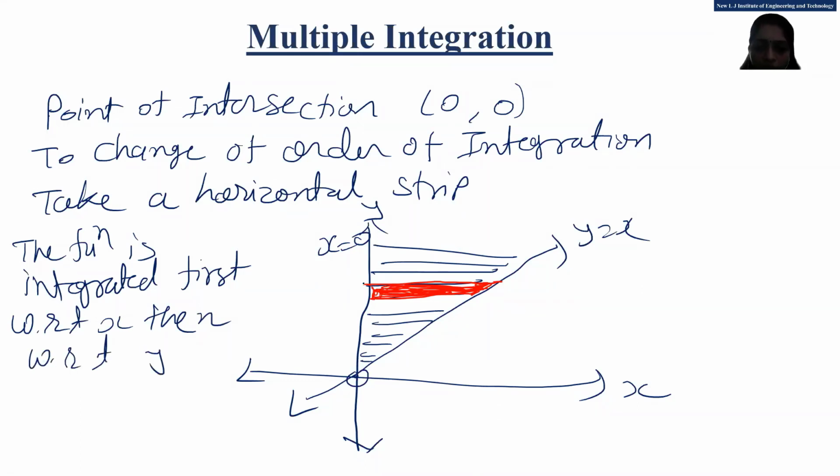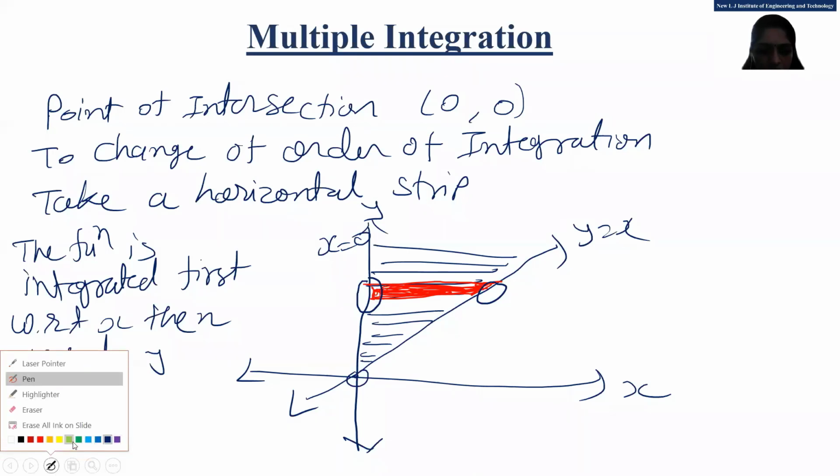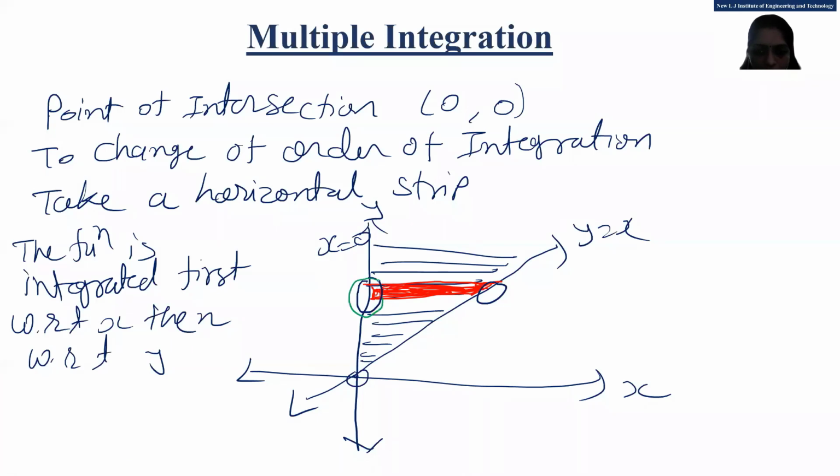So what is the limit of x first? Yes, very good. Yes, Dev. Priyansh, you are also right. See, students, your limit of x, that is x equal to 0. This is your starting point, x equal to 0, right? And your terminating point, x equal to y. So limit of x is x equal to 0 to x equal to y.